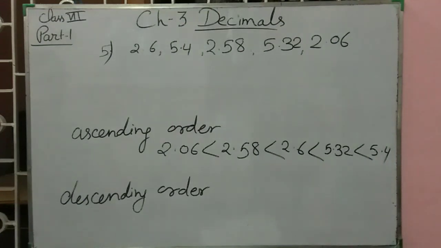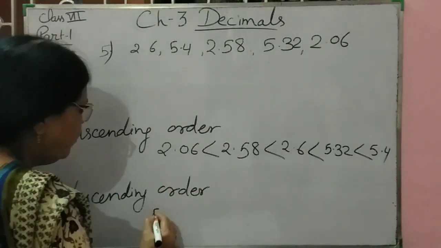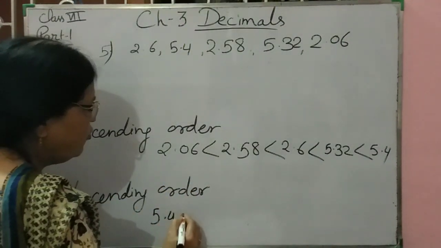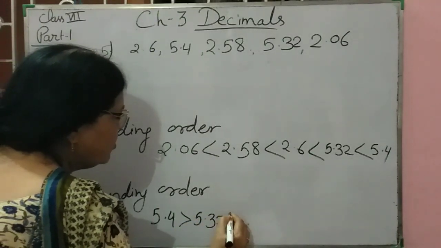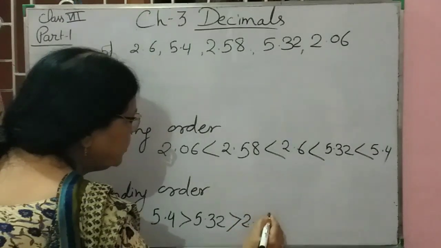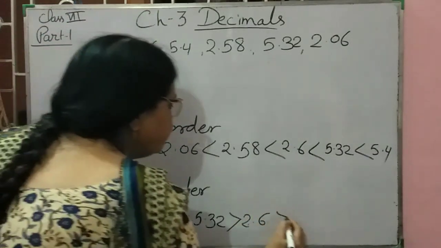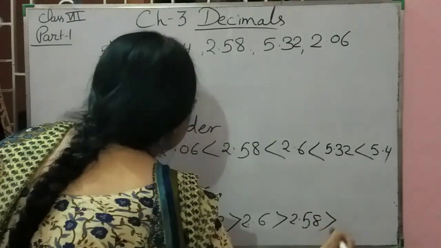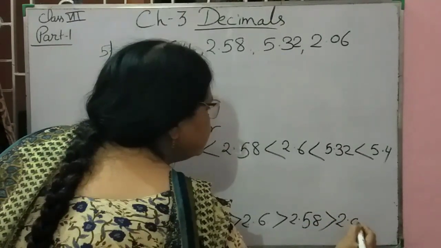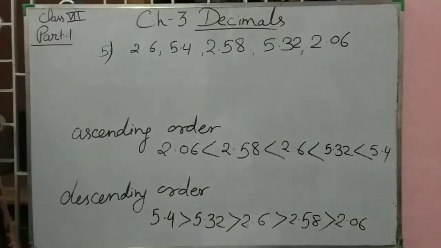Just opposite in descending order. Start from 5.4, 5.32, 2.6, 2.58 and last 2.06.